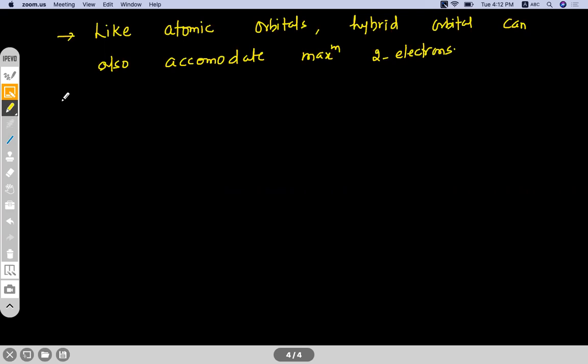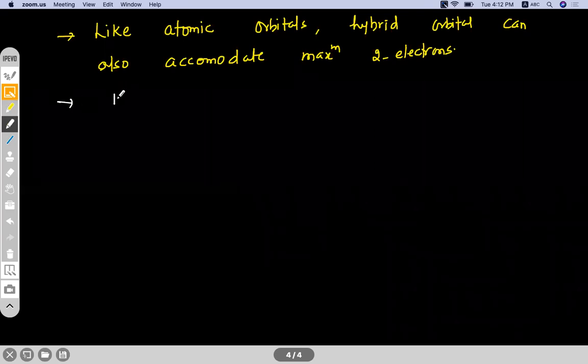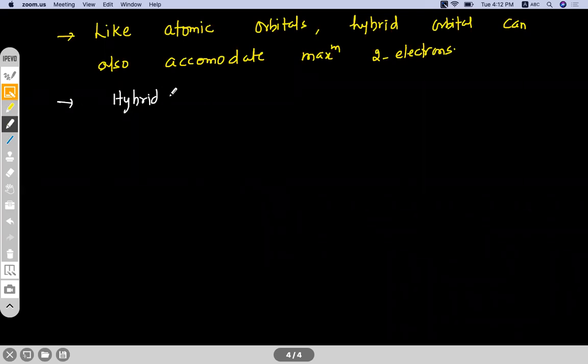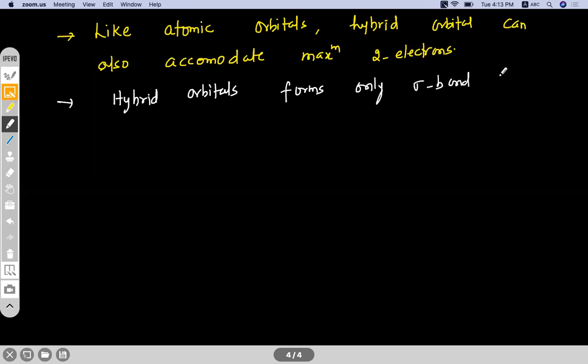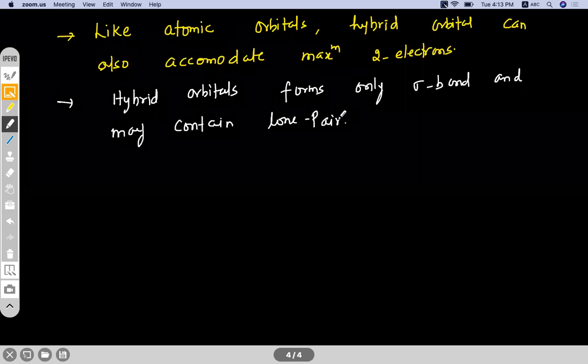Now this point is very important, this one. Hybrid orbitals form only sigma bond and may contain lone pair.